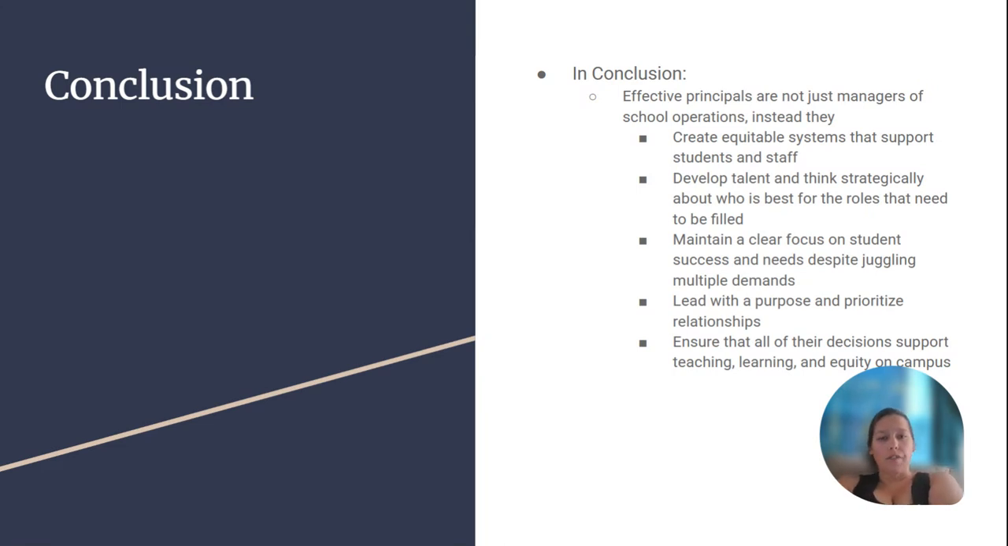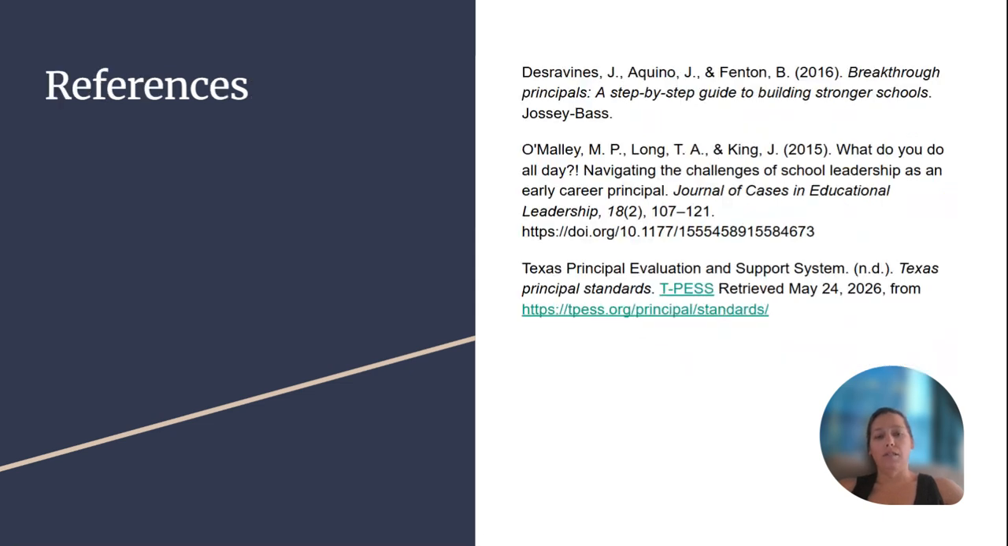So, in conclusion, effective principals are not just managers of school operations. They create equitable systems that support students and staff. They develop talent and think strategically over who should be in what position. They focus on student success and needs despite the multiple demands, and they lead with a purpose and prioritize building relationships. And lastly, they ensure that all of their decisions support teaching, learning, and equity.